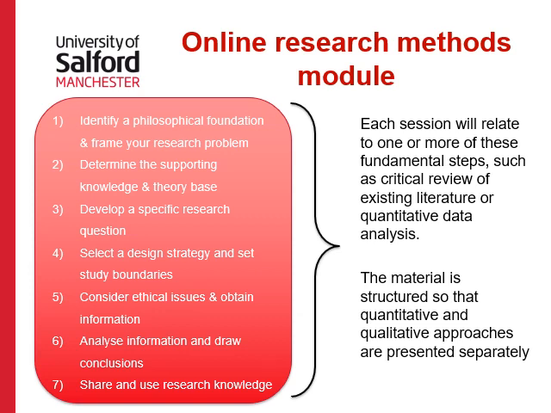So we've given you an overview of the main steps involved in carrying out a piece of research. And they're shown on the left there in the red box. Now, as you work through this research methods module, each of the sessions will relate to one or more of these steps. So for example, we've got one session on critical review of existing literature and another on quantitative data analysis. Now that quantitative data analysis refers to step 6, where you're analysing information and drawing conclusions.